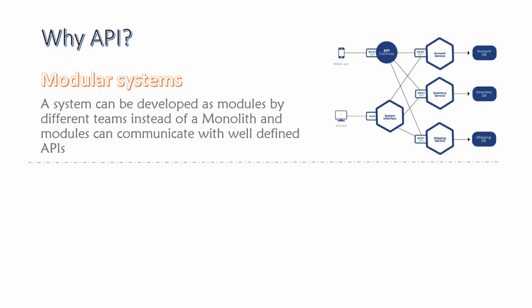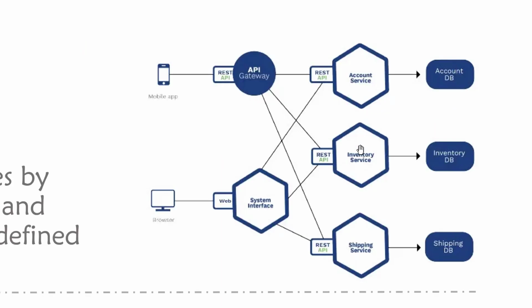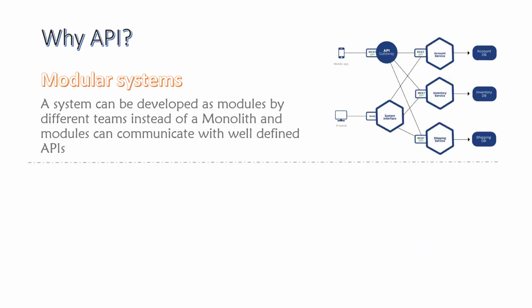And why use an API? One of the reasons why APIs are used is that they can be used to create modular systems. Here there are multiple components in an application, and these components are exposing some API, and the main application can use these APIs to deliver the required functionality. In terms of development, you can have a development team for account service, inventory service, and shipping service, and they can operate in isolation. They just have to implement the API specification, which is designed by the management. So using APIs, you can create modular systems where multiple teams can operate on a single project.